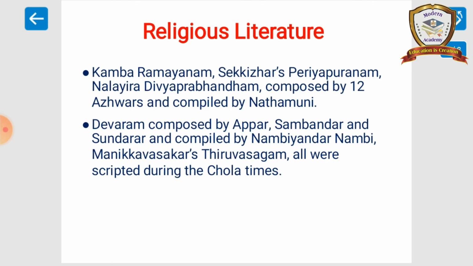And next one, religious literature. First point: Kamba Ramayanam is religious, Periya Puranam is secular. Nalayira Divya Prabandham was composed by 12 Alvars and compiled by Nathamuni. Devaram, composed by Appar, Sambandar and Sundarar, was compiled by Nambiyandar Nambi. Manikkavasagar's Thiruvasagam. All were scripted during the Chola times.